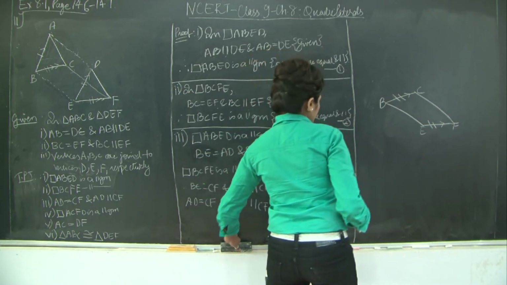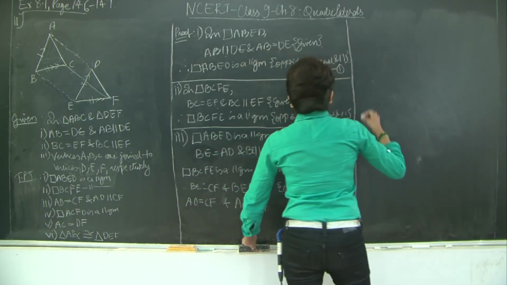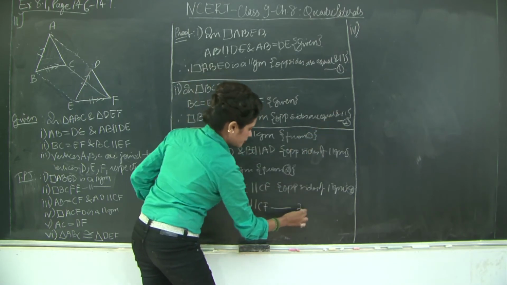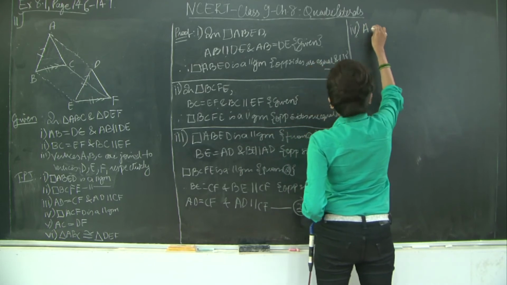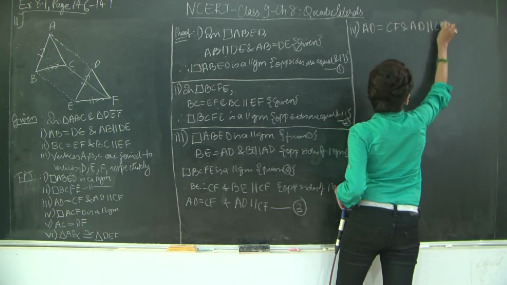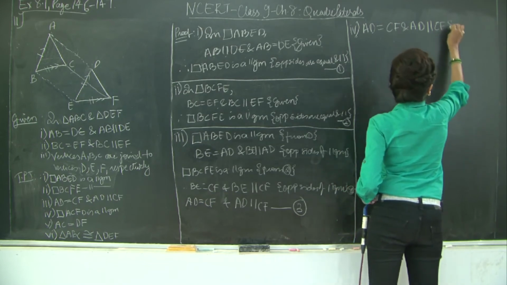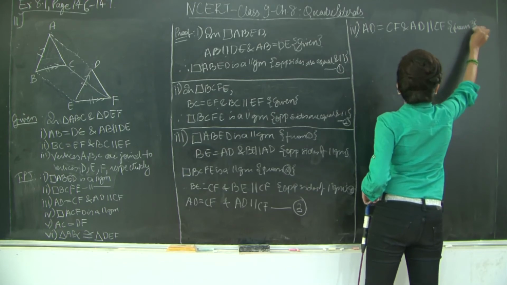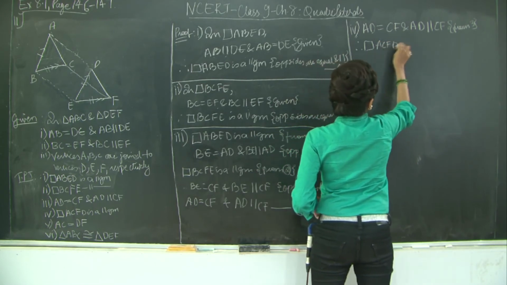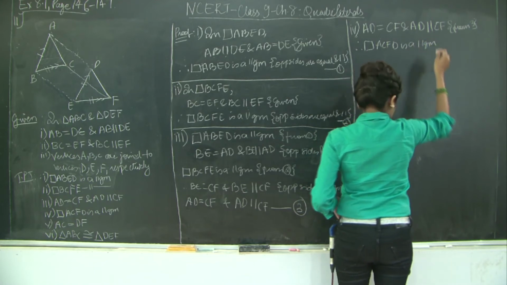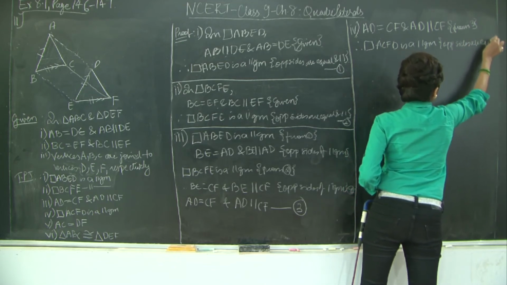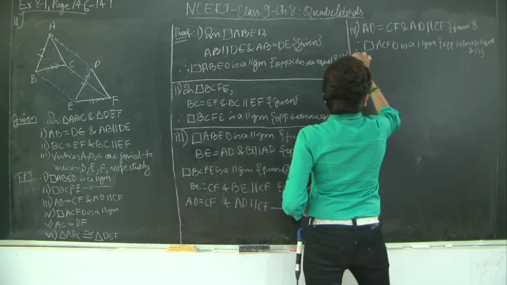So, let us write this down. We do not need this diagram. 4th. So, let us mark this as 1, 2, 3. I will say AD is equal to CF and AD is parallel to CF. I will say from 3. Therefore, quadrilateral ACFD is a parallelogram, because opposite sides are equal and parallel. So, this was my 4th part.